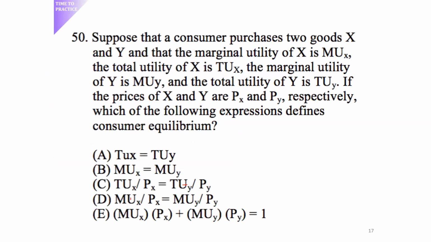All right. Suppose a consumer purchased 2 goods. This is asking you about maximizing satisfaction. And I'm just going to remind you of that formula because that's D. Whenever you see maximizing satisfaction, it's MUX over PX equals MUY over PY. I don't really recall one of those on the test, to be honest.